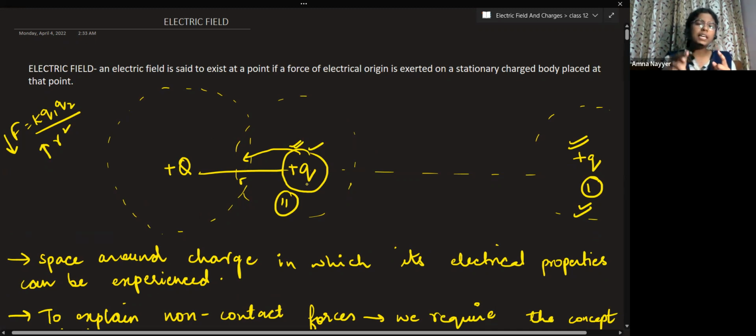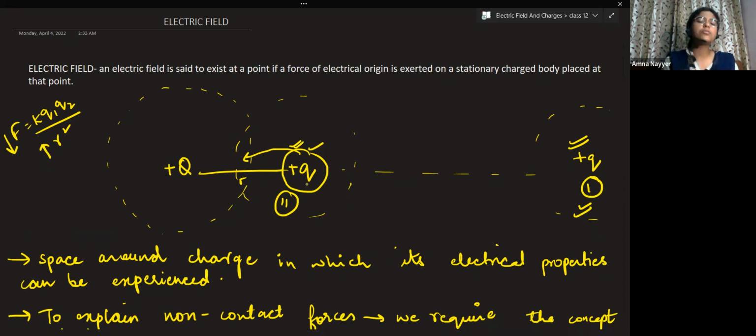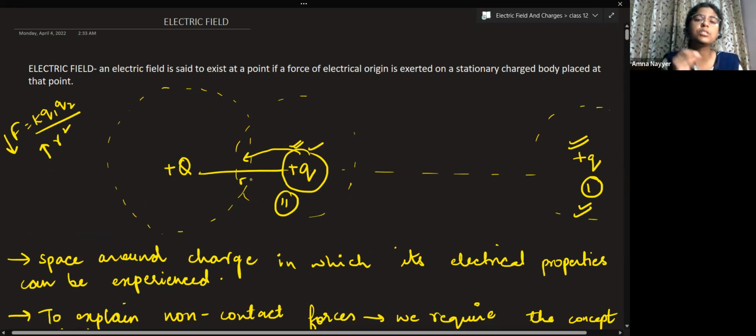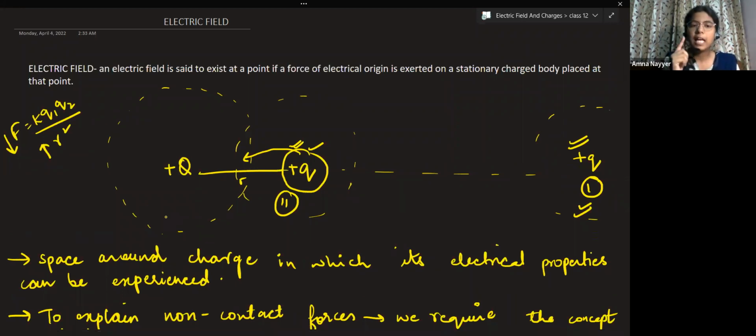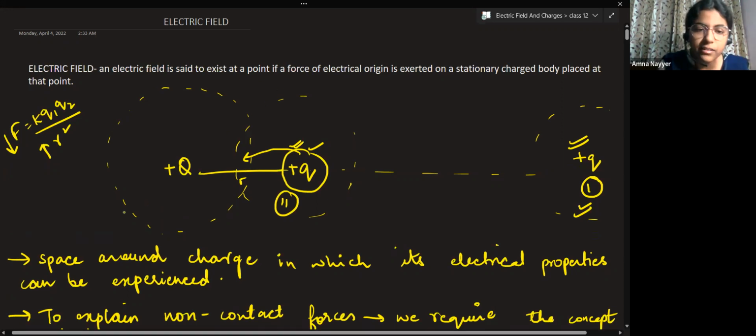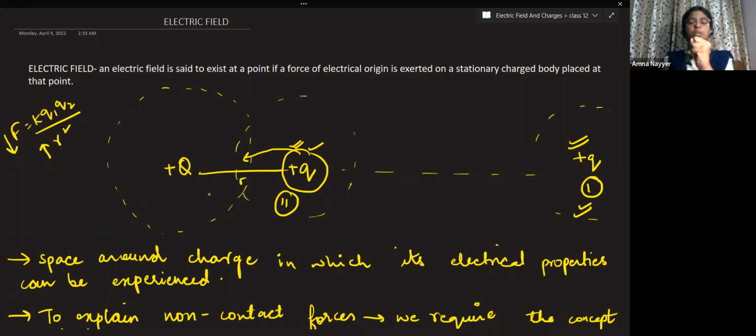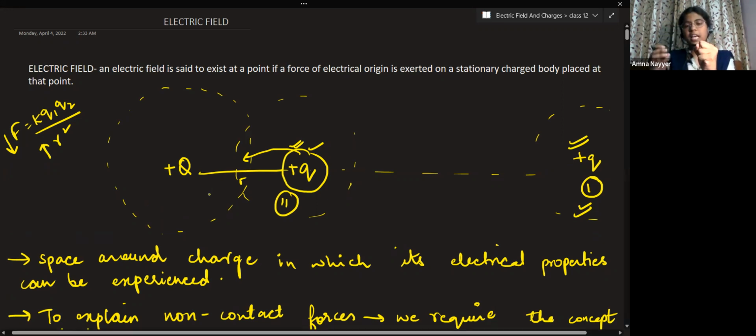But only in a certain confined place are we able to notice these forces of repulsion or attraction. So the space around any charge in which the electrical phenomena or electrical environment of the charge can be experienced, that we call the electric field. So electric field is nothing but, if you have a single charge with you, the space around that charge in which electrical properties can be felt.